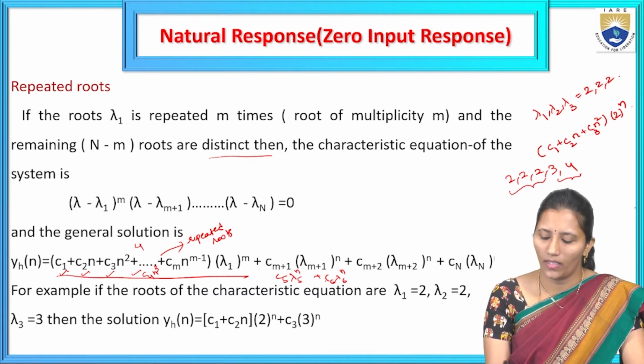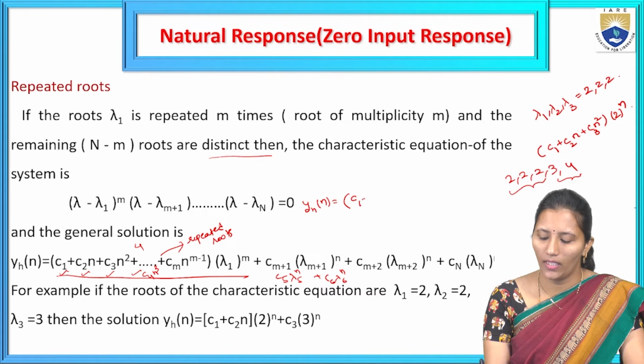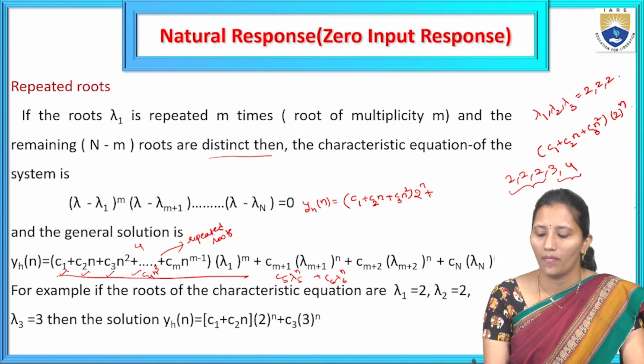Like that we have to write. So here directly the homogeneous solution I can write is yh of n is equal, I have here 2, 2, 2 and 3, 4. So 2, 2, 2, I have 3 repeated roots. So I will get 3 constants here, c1 plus c2 n plus c3 n square into, what is that root? Repeated root 2. So 2 power n plus, and I have 3 and 4 are the distinct roots. So that constant I will get is c4 into 3 power n plus c5 into 4 power n.